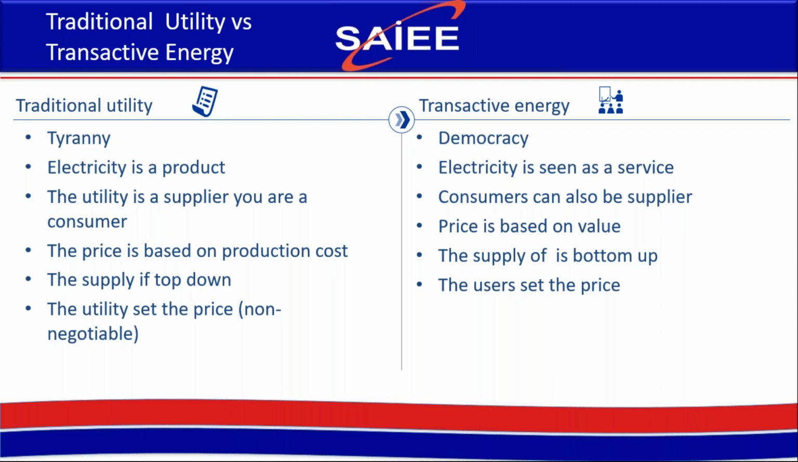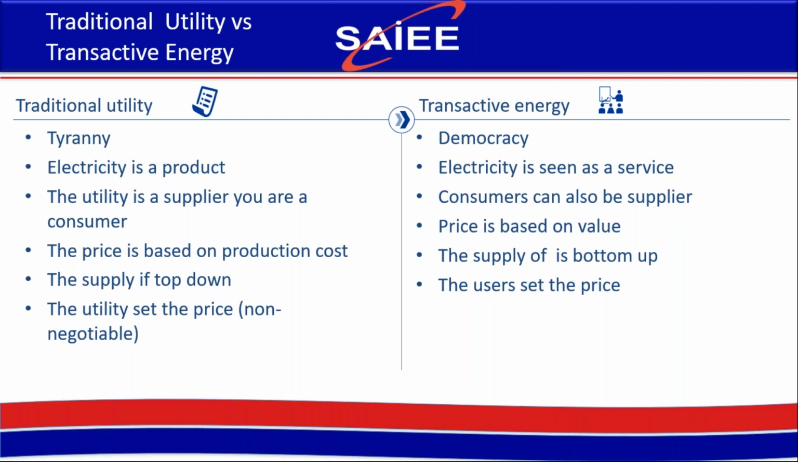On the other side, there's democracy. Like I said, you can choose where you want to buy and how much you want to pay. Electricity is seen as a service, not a product, in this new system. In the traditional one, the utility is the supplier, you are the customer. All of us are Eskom's customers. In the other system, the customer can also be a supplier, and that's a good thing. The price is based on the production costs. Basically, the utilities want to recover their generation cost and then put a markup for profit.